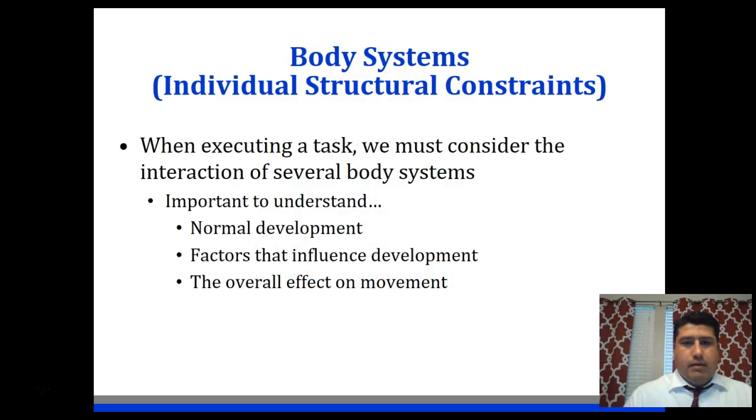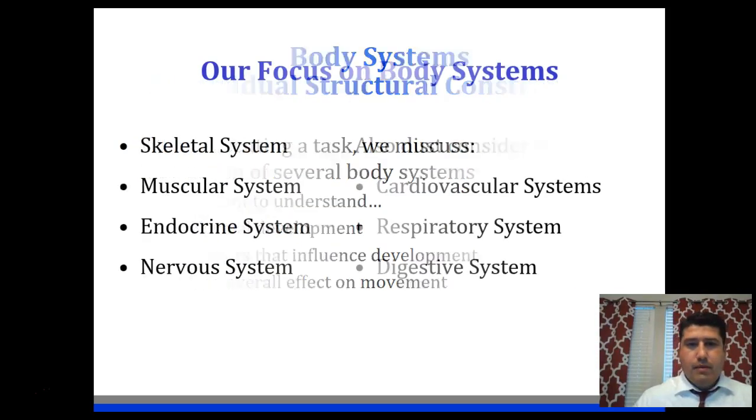Okay. So that's pretty much what this slide says: in order to execute a task, we have to understand that several body systems interact in order for us to engage in that particular movement fully and proficiently. We're going to discuss normal development of particular parts of the body, primarily the skeletal system, the cardiovascular system, the muscular system. And then we'll talk about some accessory systems of the nervous system. We'll talk about some accessory systems that are also necessary in order for us to move. Okay.